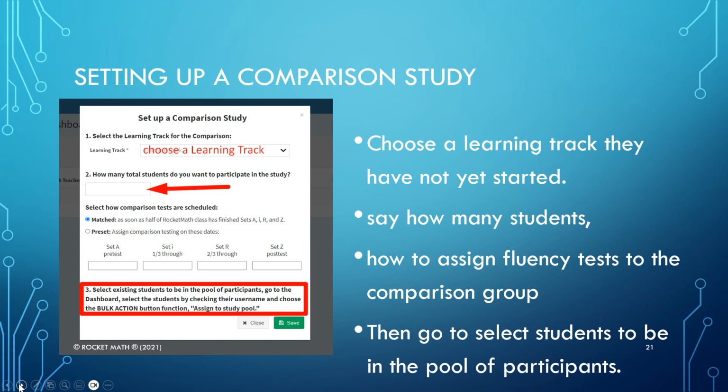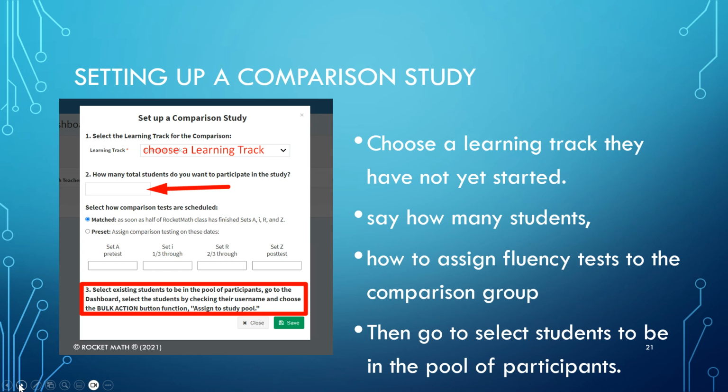After you've clicked on the Setup button, you'll see this screen. First, choose a learning track the students have not yet started studying. Second, specify the number of students in the study, meaning both groups of students, the experimental and control groups. Third, decide when the control students will be assigned fluency tests, aka 1-minute races. If you choose matched, the control group will be assigned 1-minute races starting when half of the Rocket Math group has finished sets A, I, R, and Z.